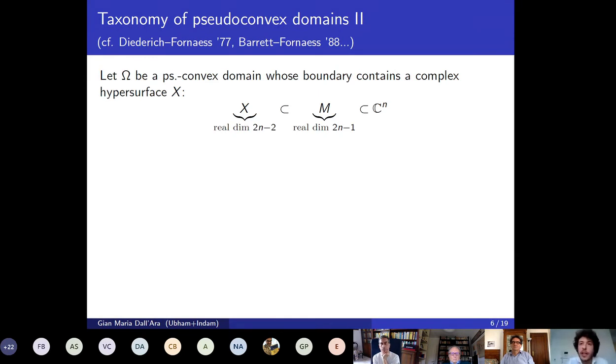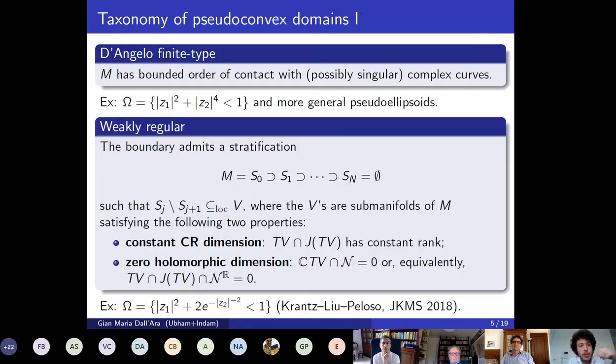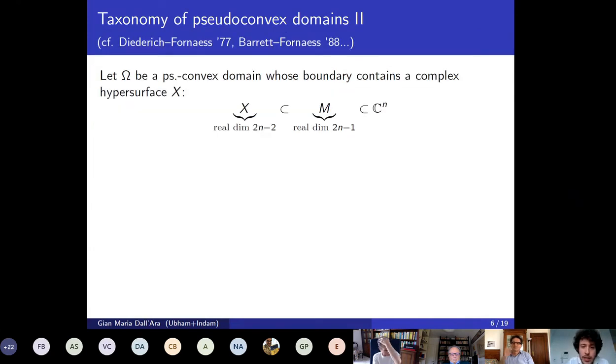Let me go back. Both D'Angelo finite type and weakly regular domains have the property that no complex manifold can be contained in the boundary of the domain. So to go outside of this class, we look at domains with the property that their boundary, so omega again, as always, will be a pseudoconvex domain. The boundary is smooth and the boundary is called M. And here I remark again that the real dimension of the boundary is 2n minus 1. So there is certainly, in principle, a lot of room for complex submanifolds of Cn.